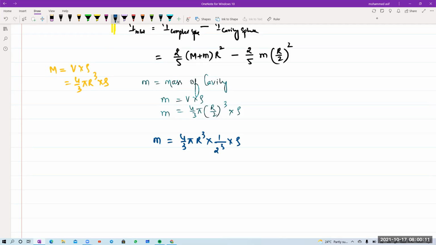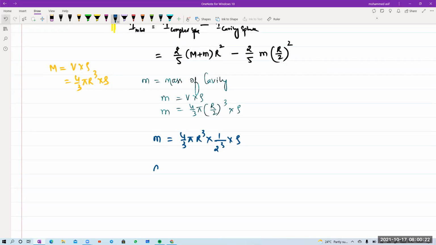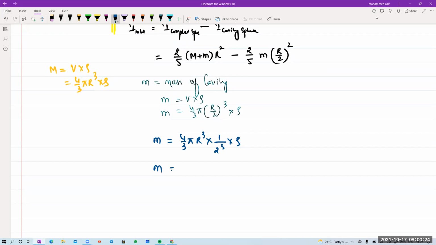So if you see it very carefully, 4 by 3 pi r cube into rho can be written as what, beta? Capital M. Small m will be equal to your capital M divided by your 2 cube. So this will become how much for me? 8. Then, small m will be equal to your capital M by your 8. Clear?